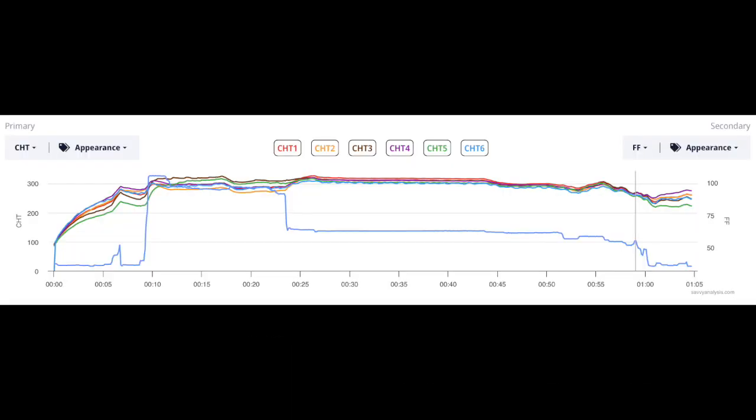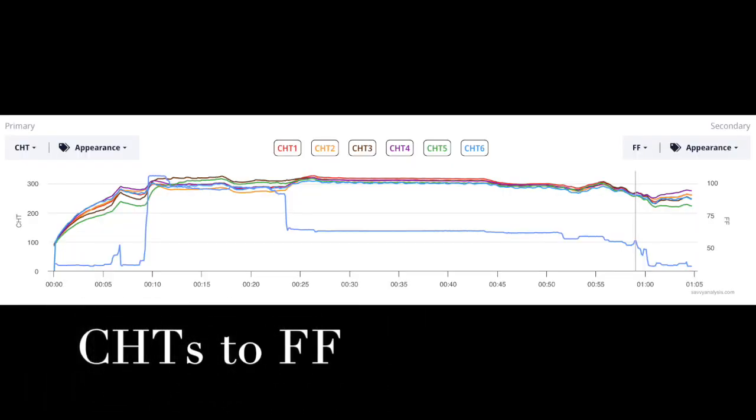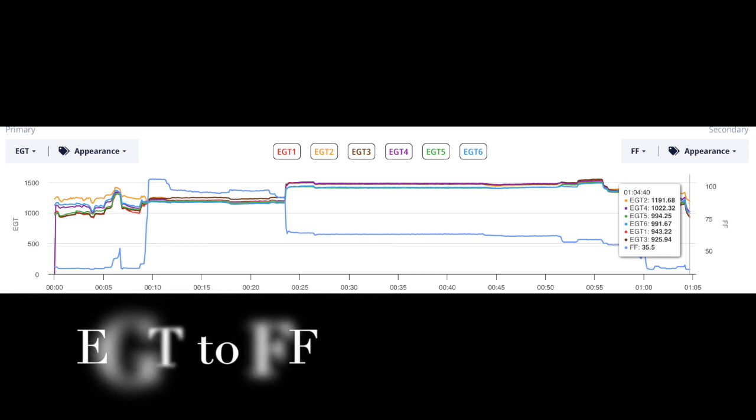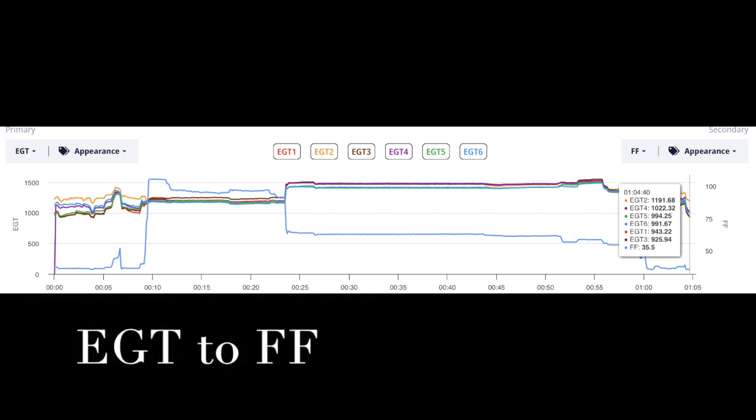I have added the engine data analysis from the turbo-normalized flights, and you can see the impact of fuel flow to EGT, CHT, and TAS for reference.